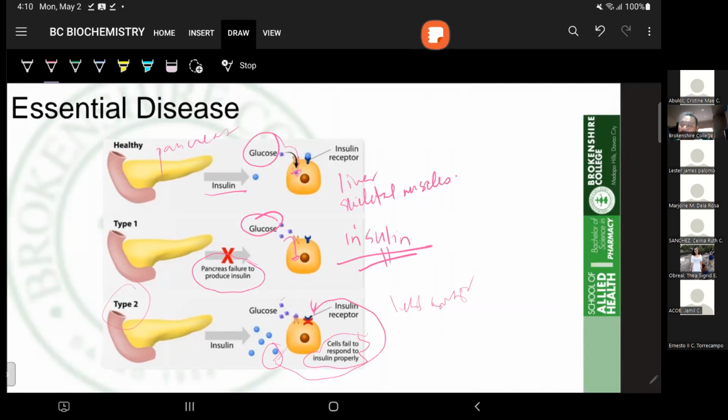So that is the problem under type 1 and type 2 diabetes. Do you get me, student? Yes po, sir.